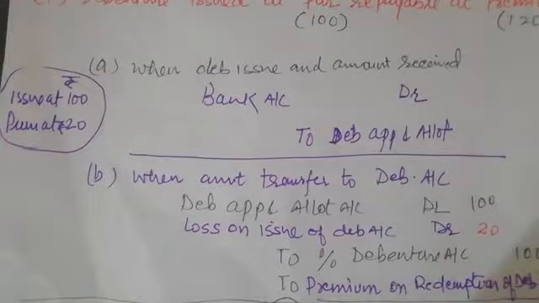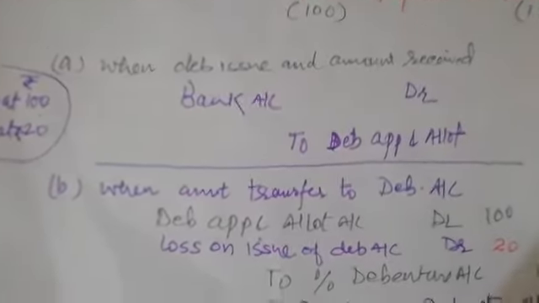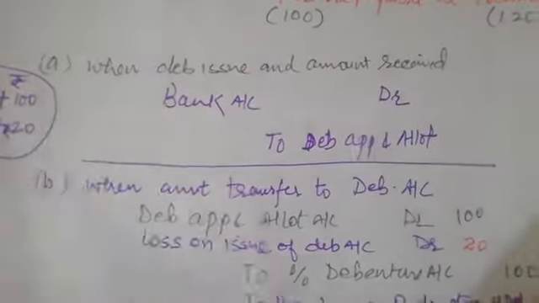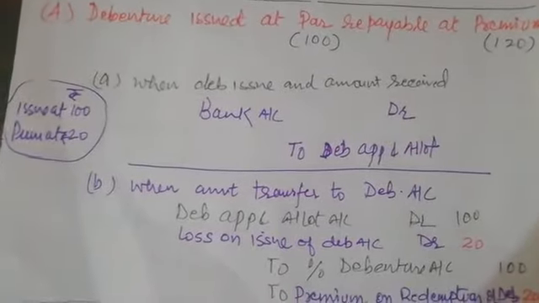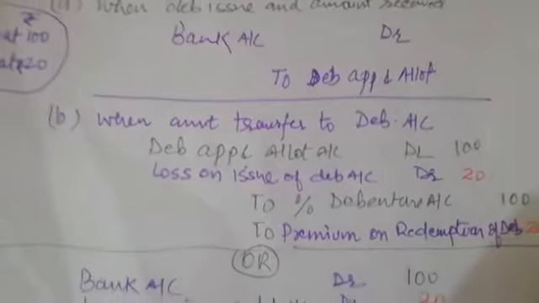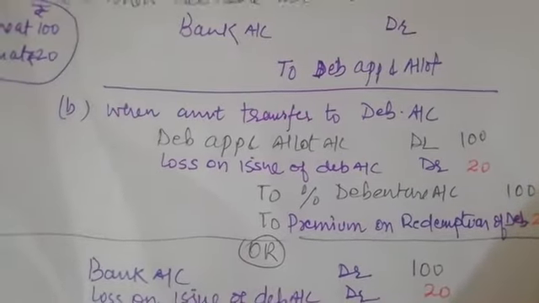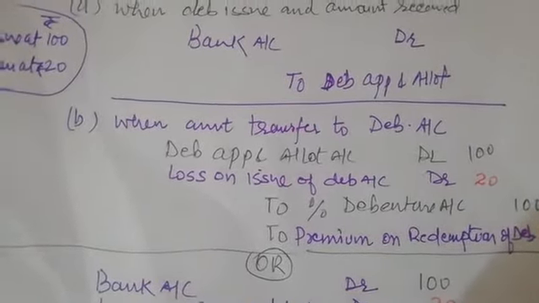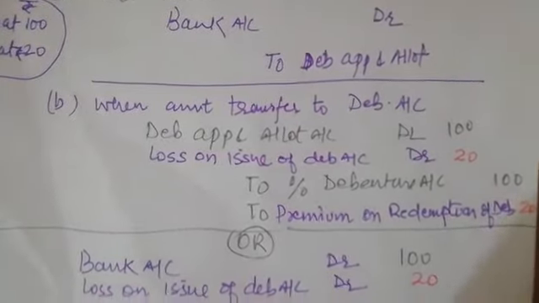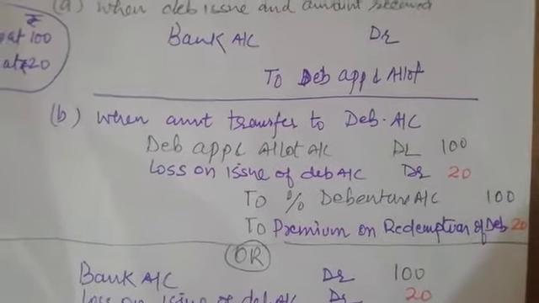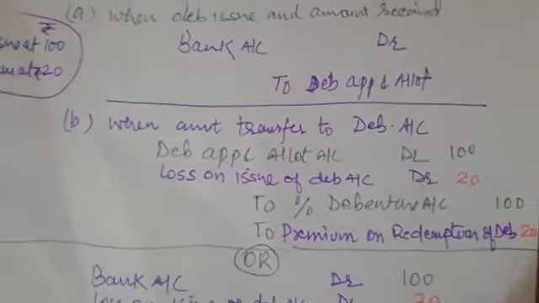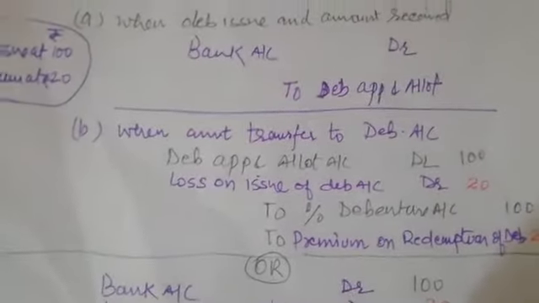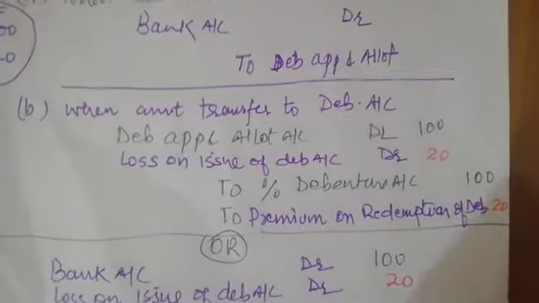then the first entry, at the time of amount received, is Bank Account debit to Debenture Application and Allotment, and the amount is 100 rupees because the debenture is issued at par. And for the next entry, when the amount is transferred to the debenture account, the Debenture Application and Allotment Account debit 100, percent Debenture generally 100, but for the part of premium we need to open a separate account, or tentative account, for this purpose.